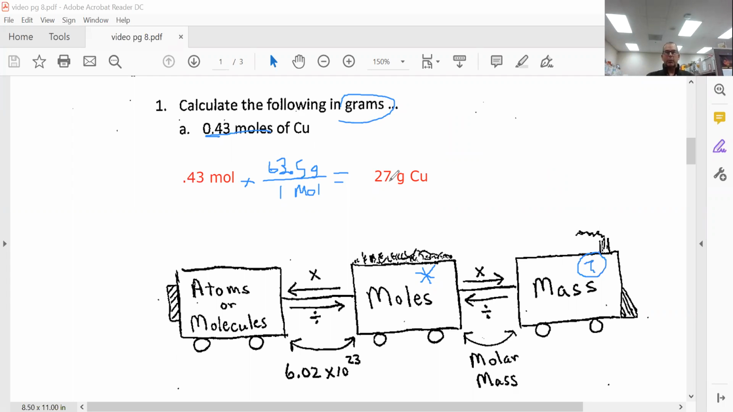Let's see if that answer makes sense. If I had 1 mole, it's going to weigh 63 grams. This is a little bit less than half a mole, so it should be a little bit less than half of 63 grams. And I think 27 grams fits in there pretty well.